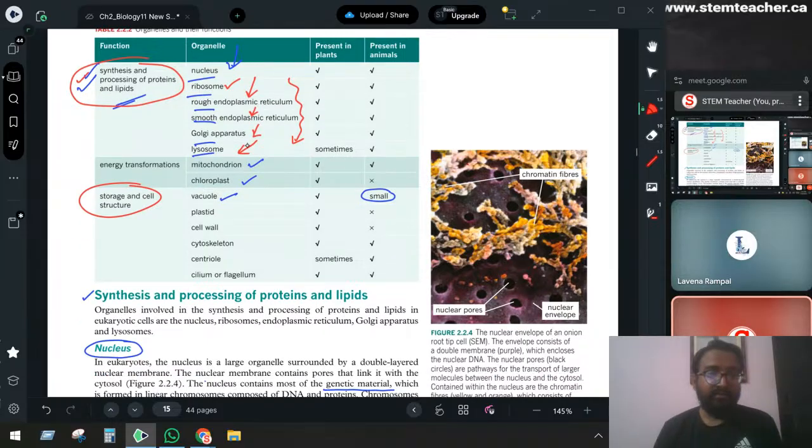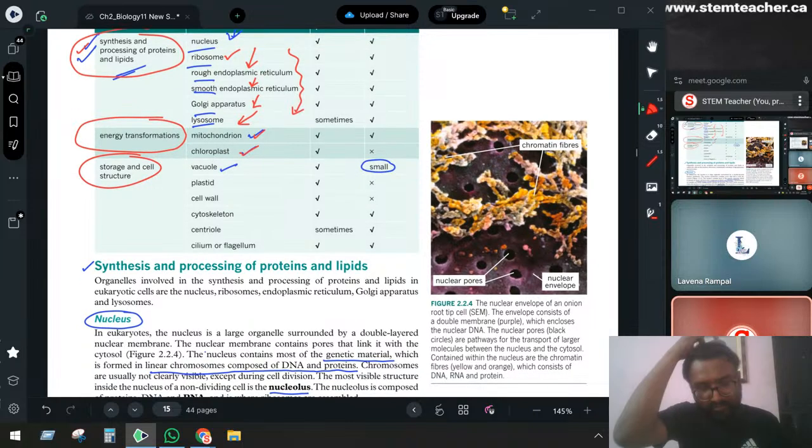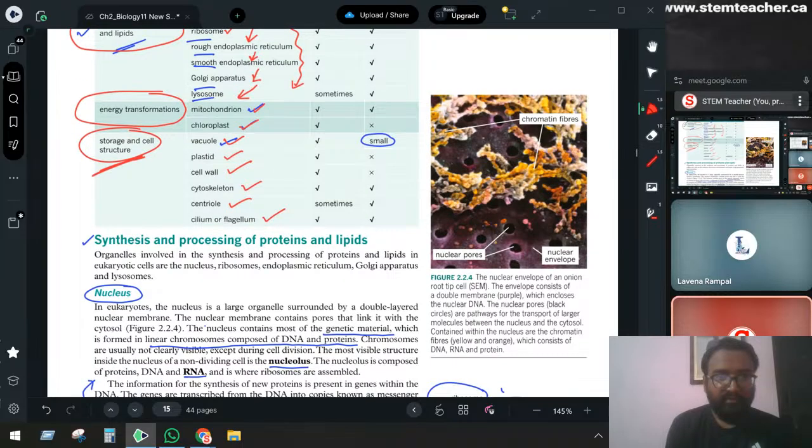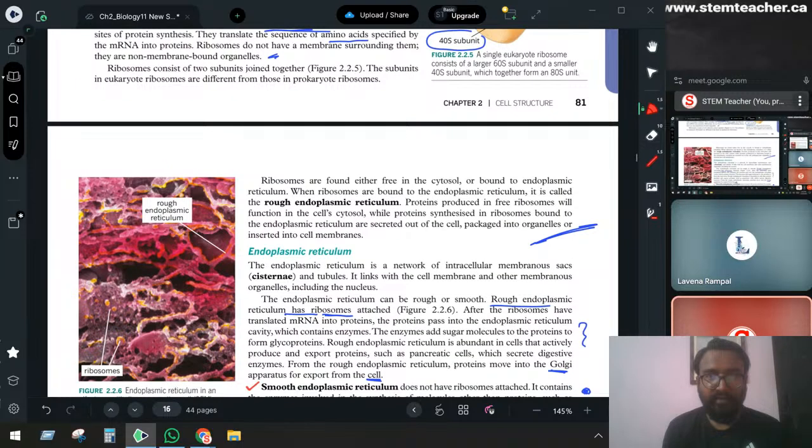Okay. Next, energy transformation. Energy transformation means food converted into usable energy. Usable energy means energy that your organs have to use. So that is the process of mitochondria and chloroplast. Chloroplast is nothing but photosynthesis, and storage and cell structure is nothing but vacuole, plastid, cell wall, cytoskeleton, centriole, cilium, and flagellum. Everything has its own duty, but it is a collective duty of the entire process of this functionality. So then we'll go to the next and next and next.